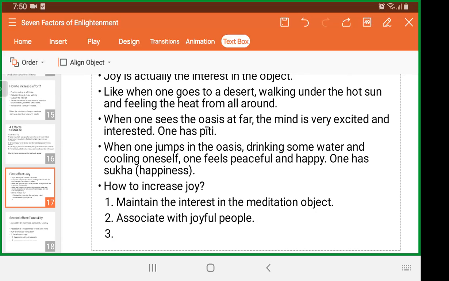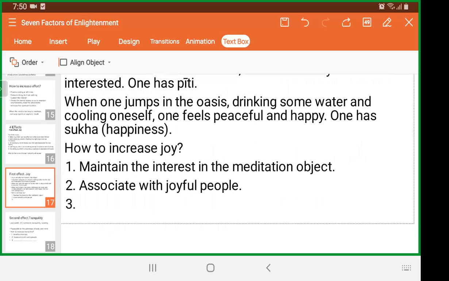So number 3, anybody want to share? How about Jade? I think you have lots of joy. How do you maintain the joy? I usually have number one, interest in the meditation object. Okay, good. So you do number 1 already, maintaining interest in the meditation object.